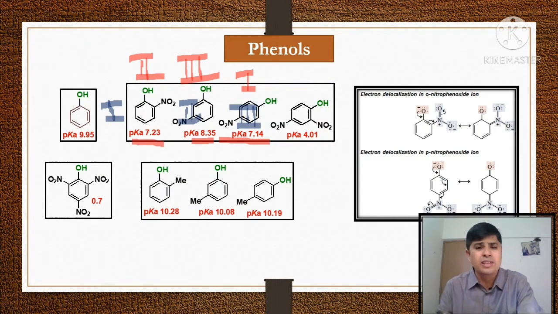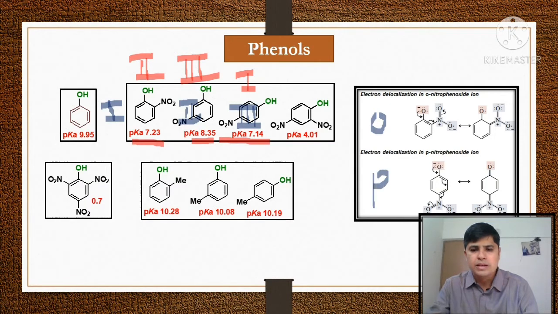After donation of a proton, in each case, that is in orthonitrophenol, metanitrophenol and paranitrophenol, there is formation of the conjugate base. That conjugate base will get stabilized very well in the case of the ortho isomer and the para isomer. Why? Because the negative charge, see here, this is the ortho isomer, and this is the para isomer. The negatively charged electron density will disperse, it will be shared over the electron withdrawing nitro group. It will delocalize over the electron withdrawing nitro group.